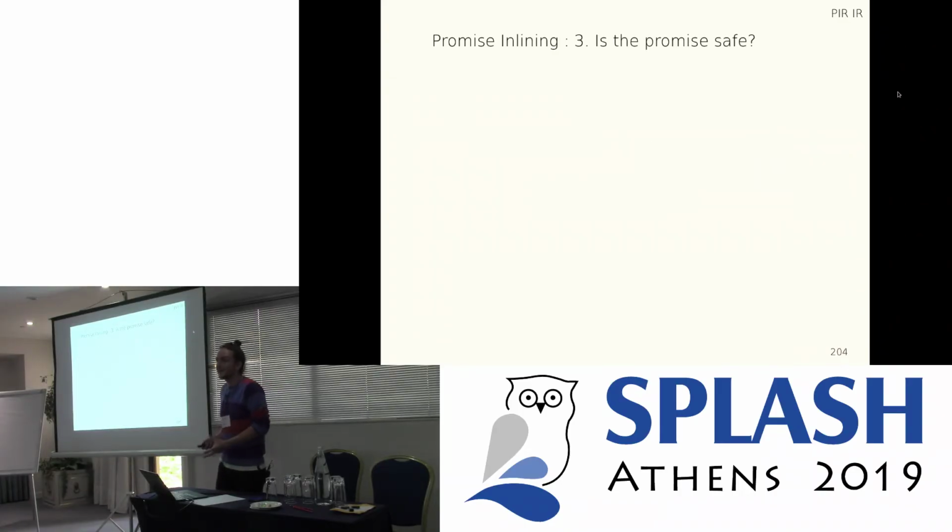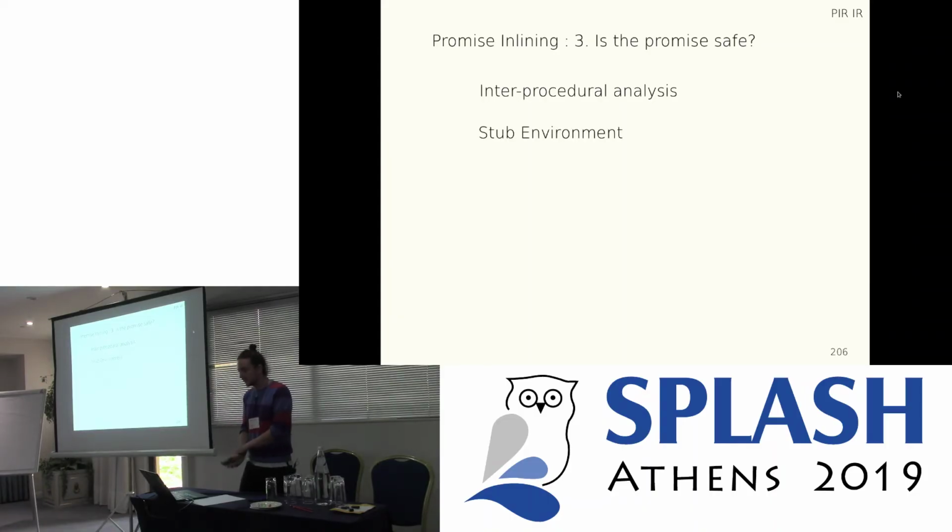OK, so when can I assume that x doesn't do anything funky? Well, I can do interprocedural analysis. Basically, I can try to figure out what x does. I can use stub environments again, like I described in the case of the call. It's the same thing here. I could say, let's just assume the promise doesn't do anything to the environment. Or I could use this mechanism that we call version dispatch.